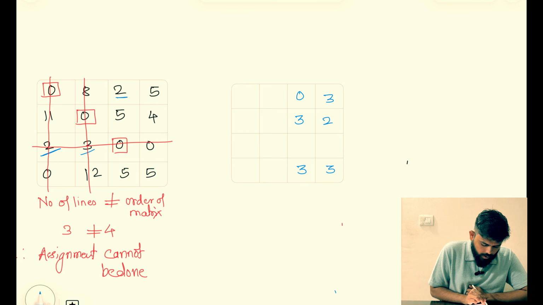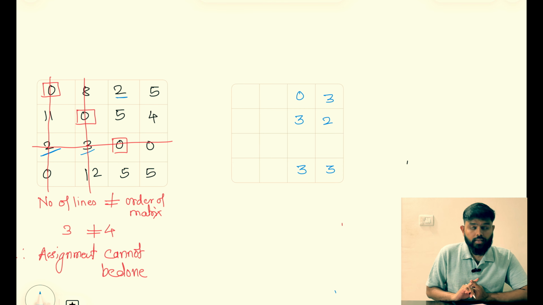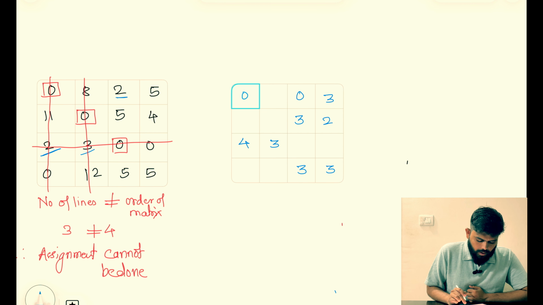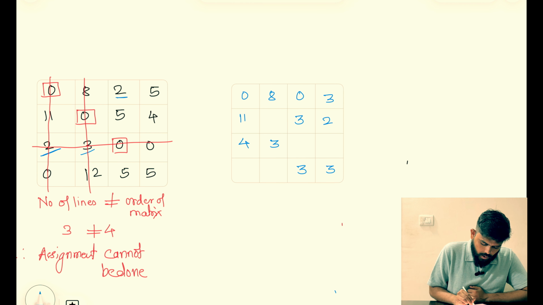The junction points here are 2 and 3, where the two lines intersect. So 2 plus 2 will be 4, and 3. The remaining elements will be written as they are. So we have 0, 8, 11, 0, 0, 0, 0 and 12.